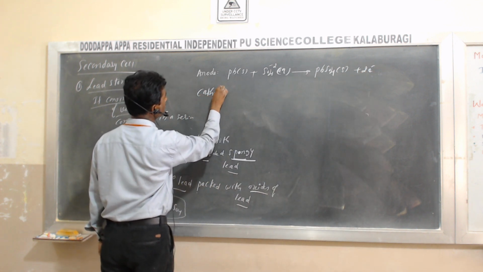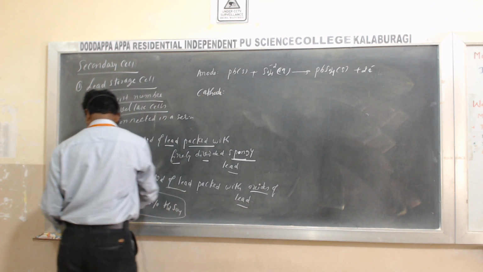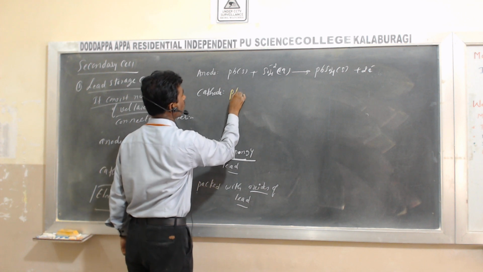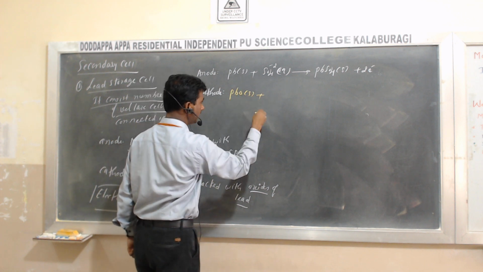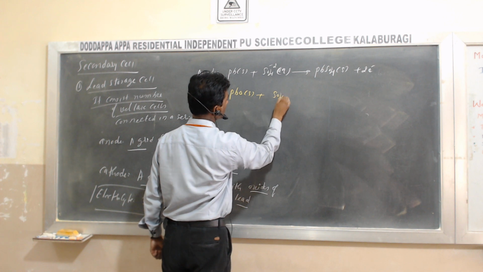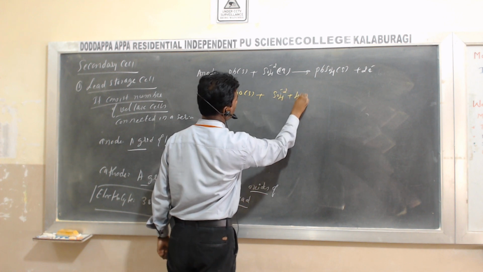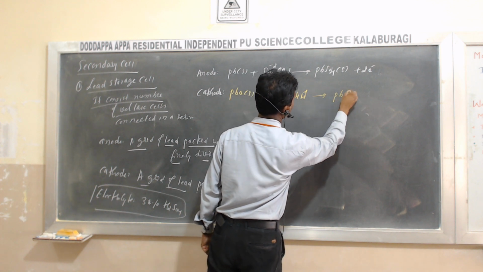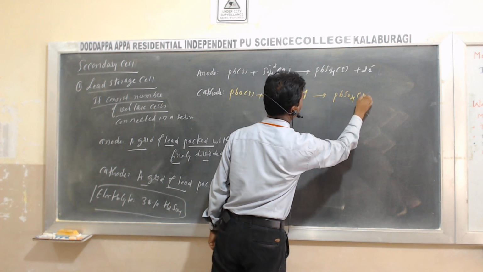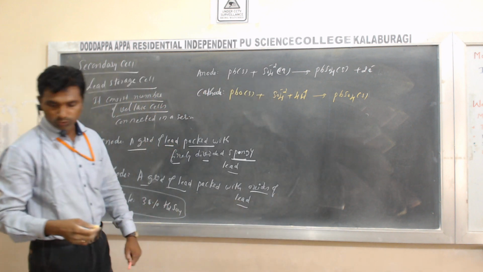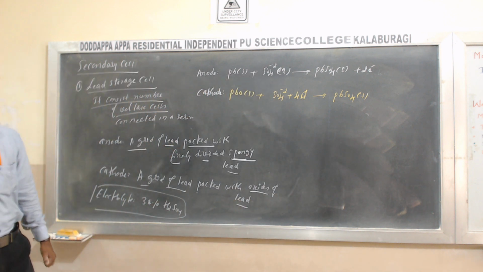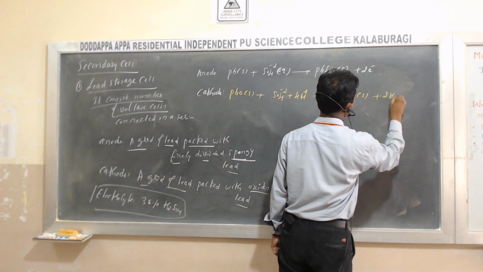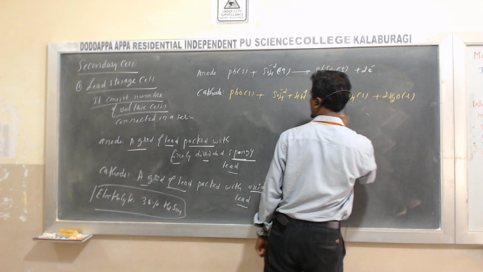The next is the cathode. Very important. Which is the cathode here? The cathode is oxides of lead, PbO2, solid, dipped in SO4 2- plus 4H+. So it gives PbSO4 plus 2H2O, liquid.